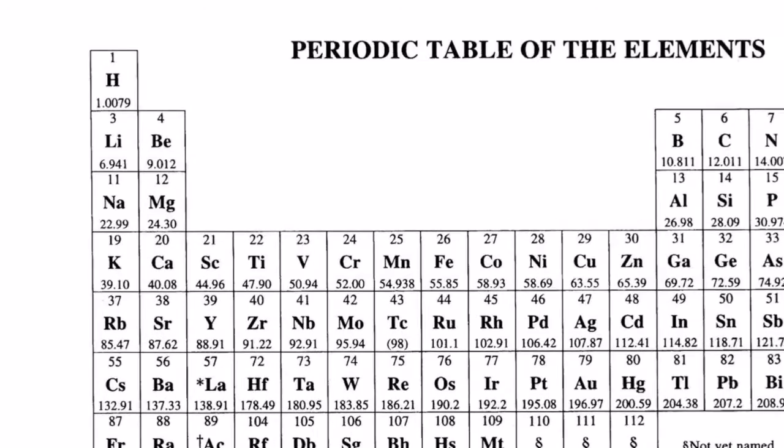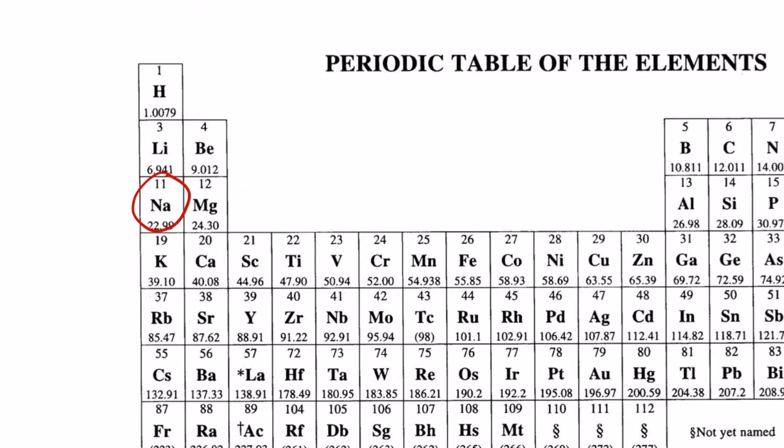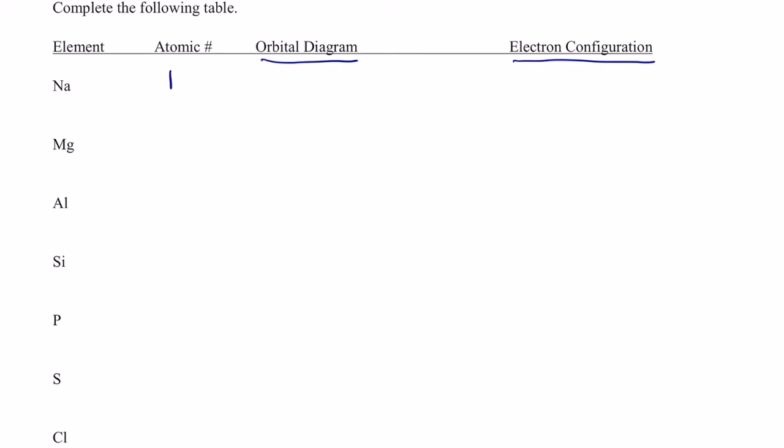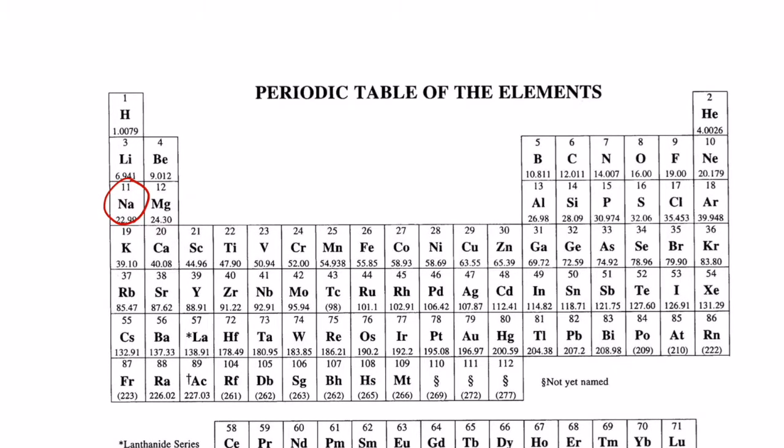Find sodium on the periodic table, kiddos, and here it is. It's atomic number 11. So we have 11 electrons that we're going to worry about. Let's first begin with its electron configuration. So we're going to go back to the periodic table and just remind you about a few things.